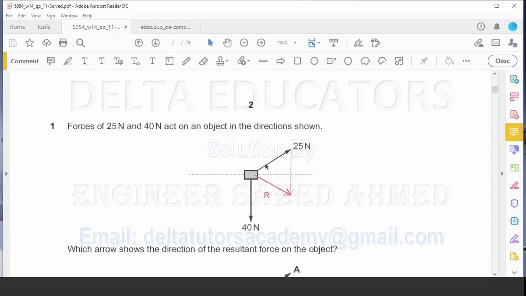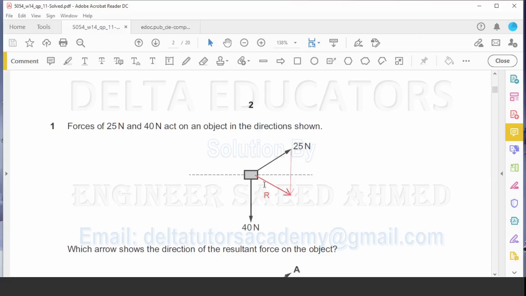Here we have two forces, one of 25 Newton and second of 40 Newton. First, we have to add these two vectors, or these two forces, by graphical method. So we have to move this 40 Newton force to the head of the 25 Newton force. Here we have to put the tail of the second vector on the head of the first vector. Now it is 25 Newton force, it is 40 Newton force, and the resultant of these two forces will be shown by R. So R is the resultant of this 25 and 40 Newton force.